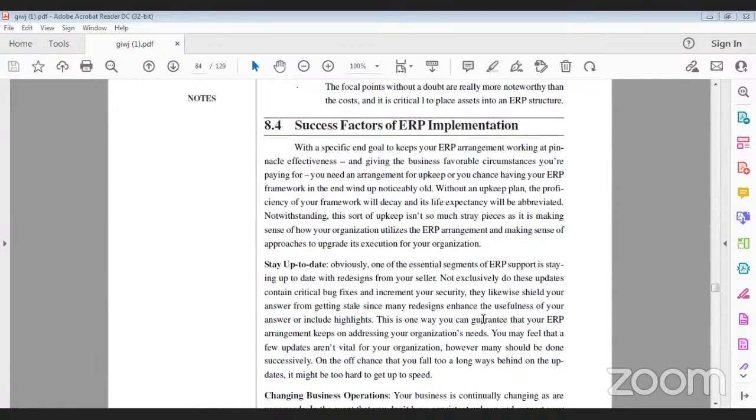The next point is staying up to date. Of course, one of the essential components of ERP support is staying up to date with the upgrades from your vendor. Not only do the updates contain critical bug fixes and increase your security, thereby shielding your solution from becoming stale, but many upgrades also enhance the functionality of your solution and add features.